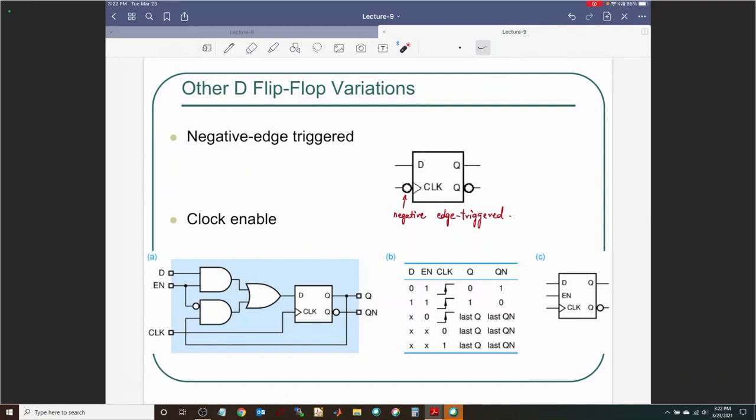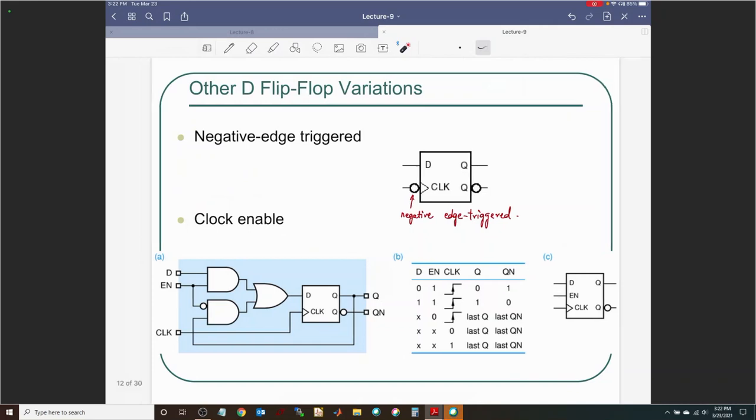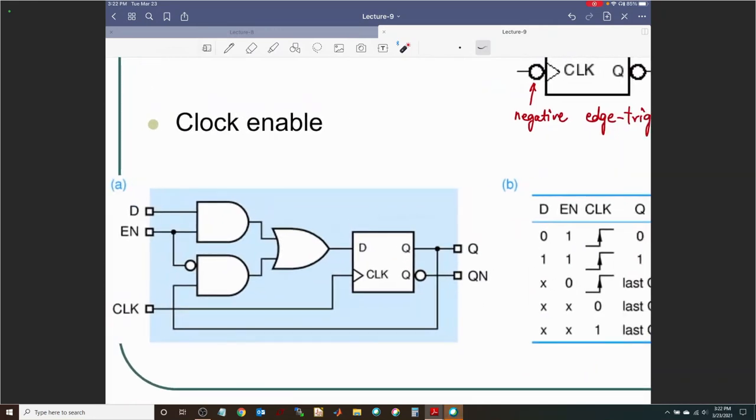Now, you can also have a clock-enabled D flip-flop. So I want to spend some time talking about this here, right? So if you look at things overall, what do you have as inputs? You have a D, you have an enable, you have the clock, you have the Q, you have the Qn. Now, let me ask you, what is this clock signal coming from? Where do you think in terms of hardware it is coming from?